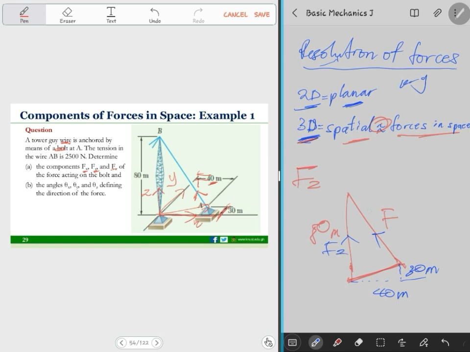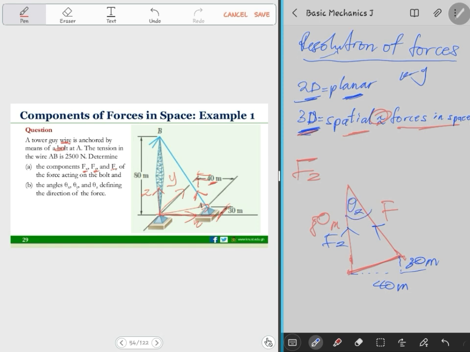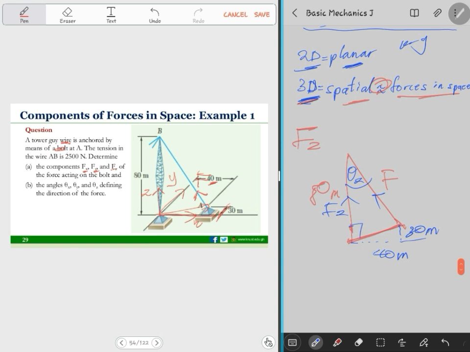The angle that this F makes with this Z is this angle, theta Z. The 90 degrees is here, and we're trying to find the adjacent side. So to find FZ, let's use cos. But again, we'll consider the direction as we've been doing so far. The Z axis here is in the same direction as this F, so positive.